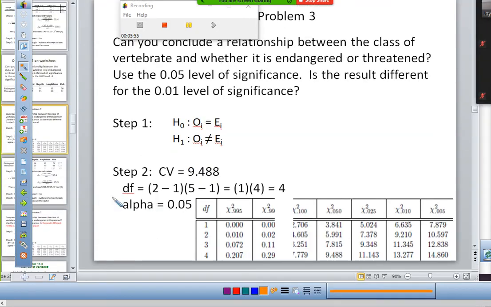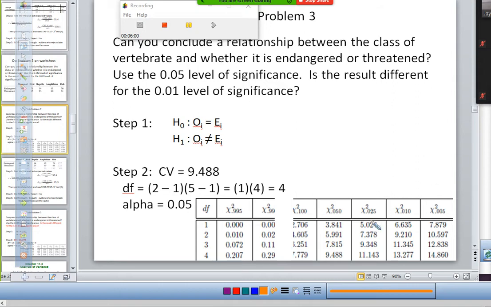The first one is O sub I is equal to E sub I, and H1 would be O sub I is not equal to E sub I. And then step 2, finding your critical value. So my degrees of freedom is 2 minus 1 times 5 minus 1, so that's 4. So alpha is 0.05.